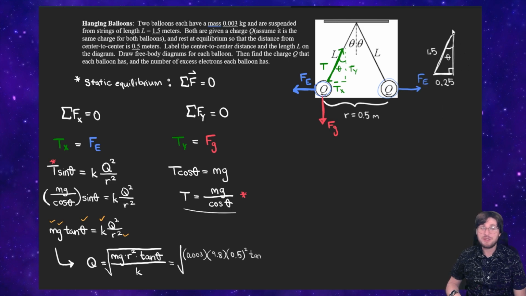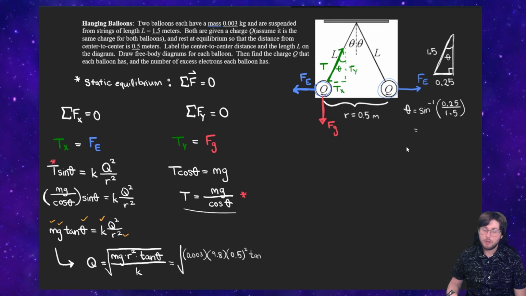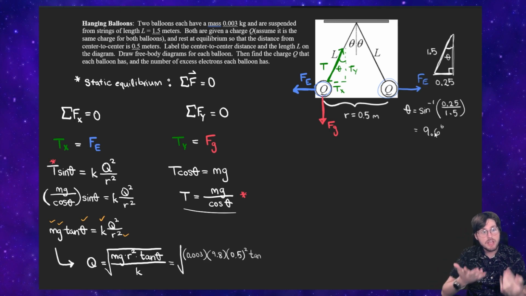So over here, we do have our triangle. It's one step. We just need to use inverse trig. So if we want to find an angle, and we have the opposite side and the hypotenuse, then we can find the angle very quickly by using inverse sine. So sine inverse of opposite over hypotenuse is going to be 0.25 divided by 1.5, which in your calculator should amount to about 9.6 degrees. So these balloons aren't separated by a whole lot, but they are deviating at least a little bit.